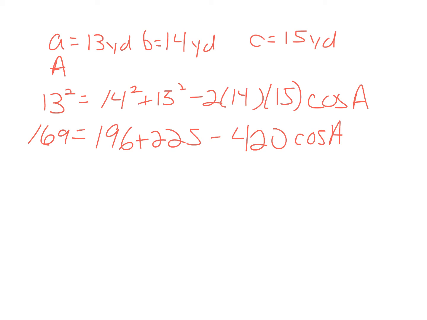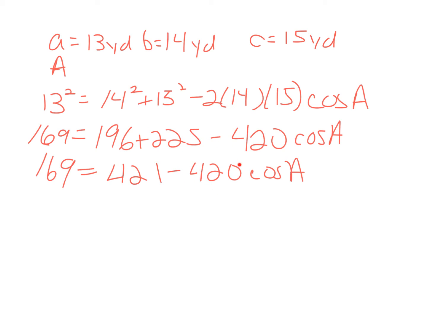And now, here's where I want to make sure that we don't make mistakes. If I add these two together, I get 421. Now, here's the common mistake. People want to add or subtract, depending on how these numbers come out. Do not do that. Okay? Please don't. Because negative 420 is multiplied by cosine A, while 421 is not at all. It's by itself. So we have to subtract 421 to the other side.